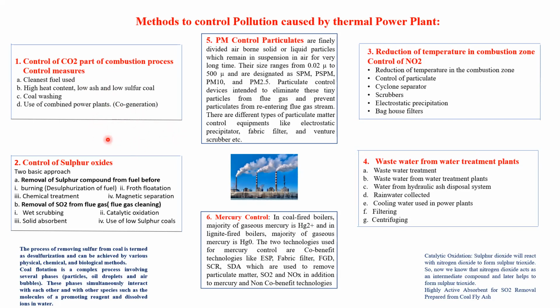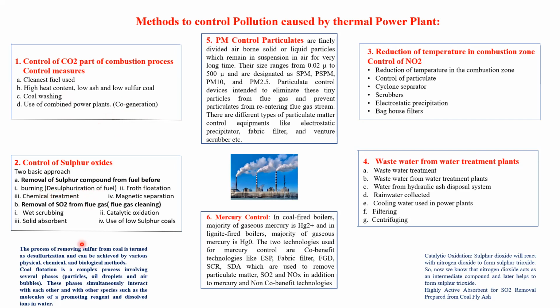So with the help of a combination of the plants, gas turbine and steam turbine, gas plant and steam power plant, you can reduce the CO2 content. The quantity of CO2 can be controlled. Control of sulfur dioxide: there are various approaches. Two main approaches are there. The first is removal of sulfur compounds from fuel before burning, that is desulfurization of fuel.